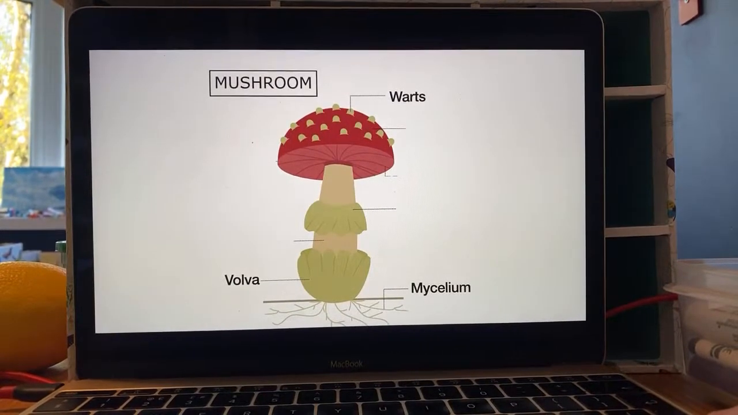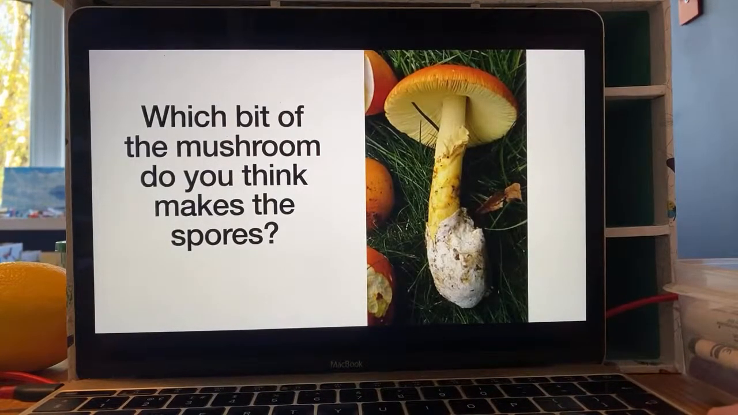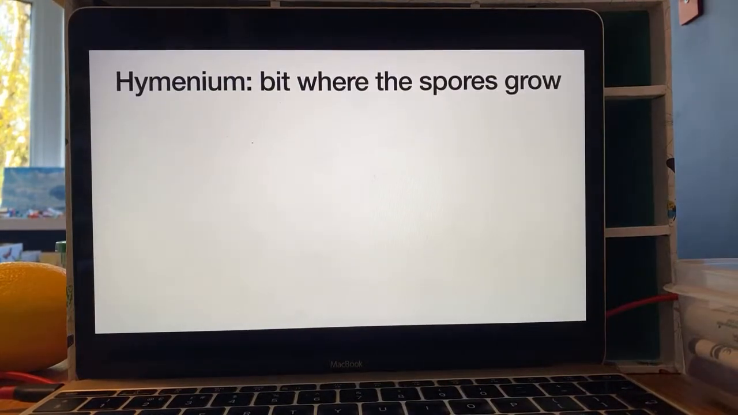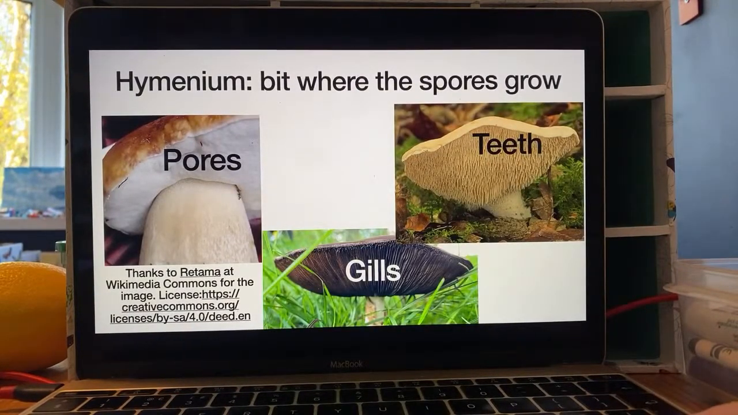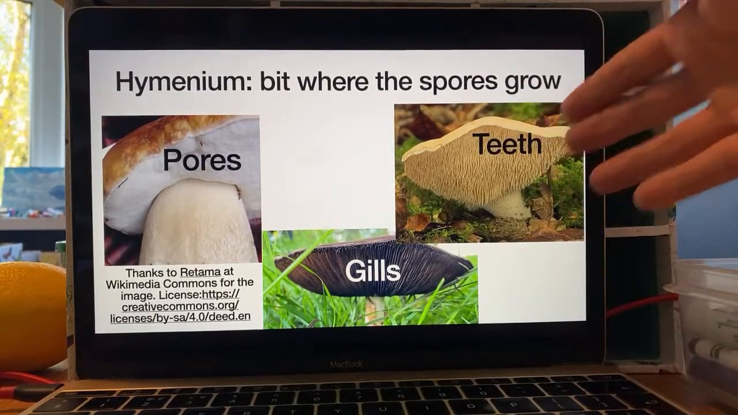So we've got the warts, we've got the volva, we talked about the bit of the mushroom that makes the spores, and we mainly talked about gills, but we will go into that in a bit more detail now, because there's a few different bits of a mushroom that can make spores. Different mushrooms have different ways of making spores. And the bit where the spores grow is called the hymenium. So we've mainly talked about the gills making the spores, but you can get pores that make spores, and you also get teeth, which we haven't covered. Let's make little models of those to try and get those into our heads, and then I'll show you a spiky mushroom, which I only just learned about, and I've never seen one, and I'm very excited.